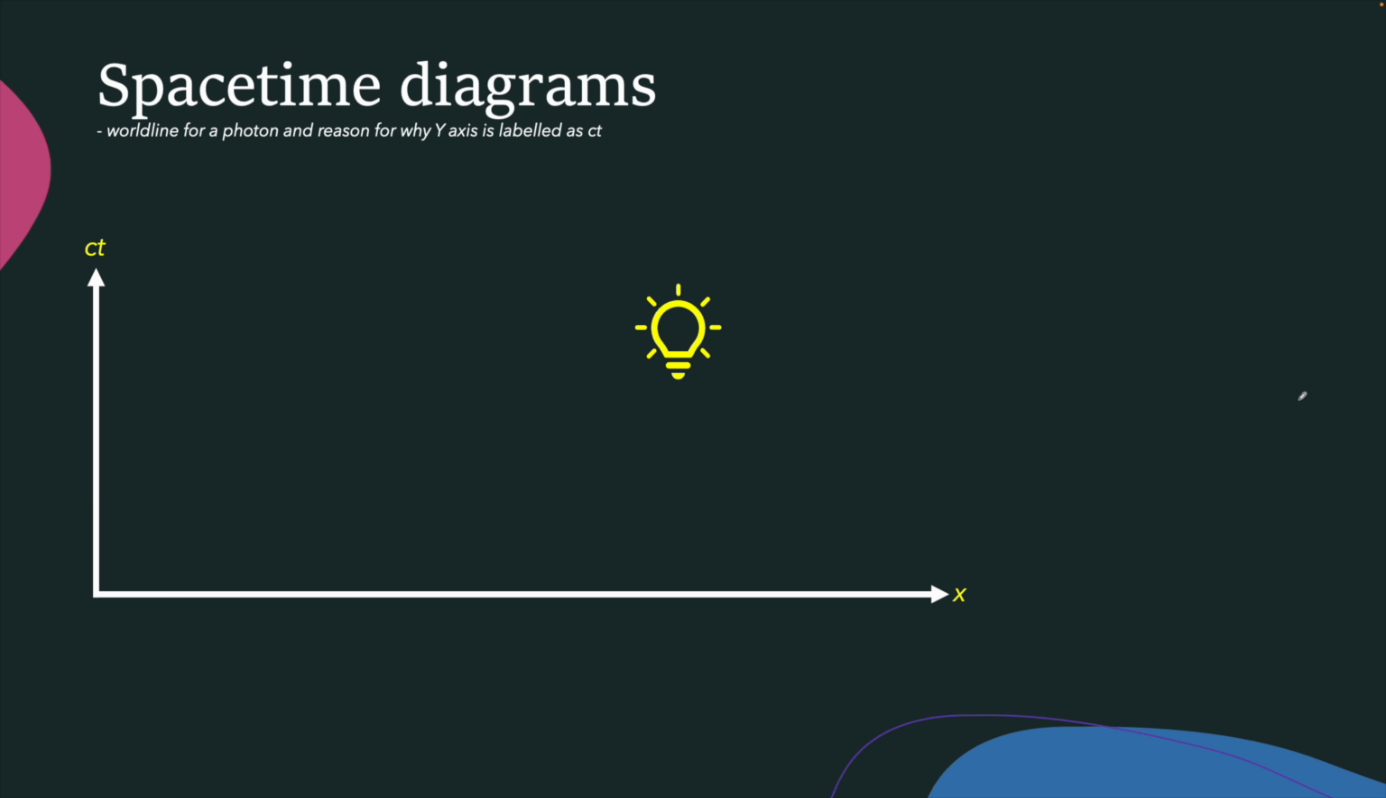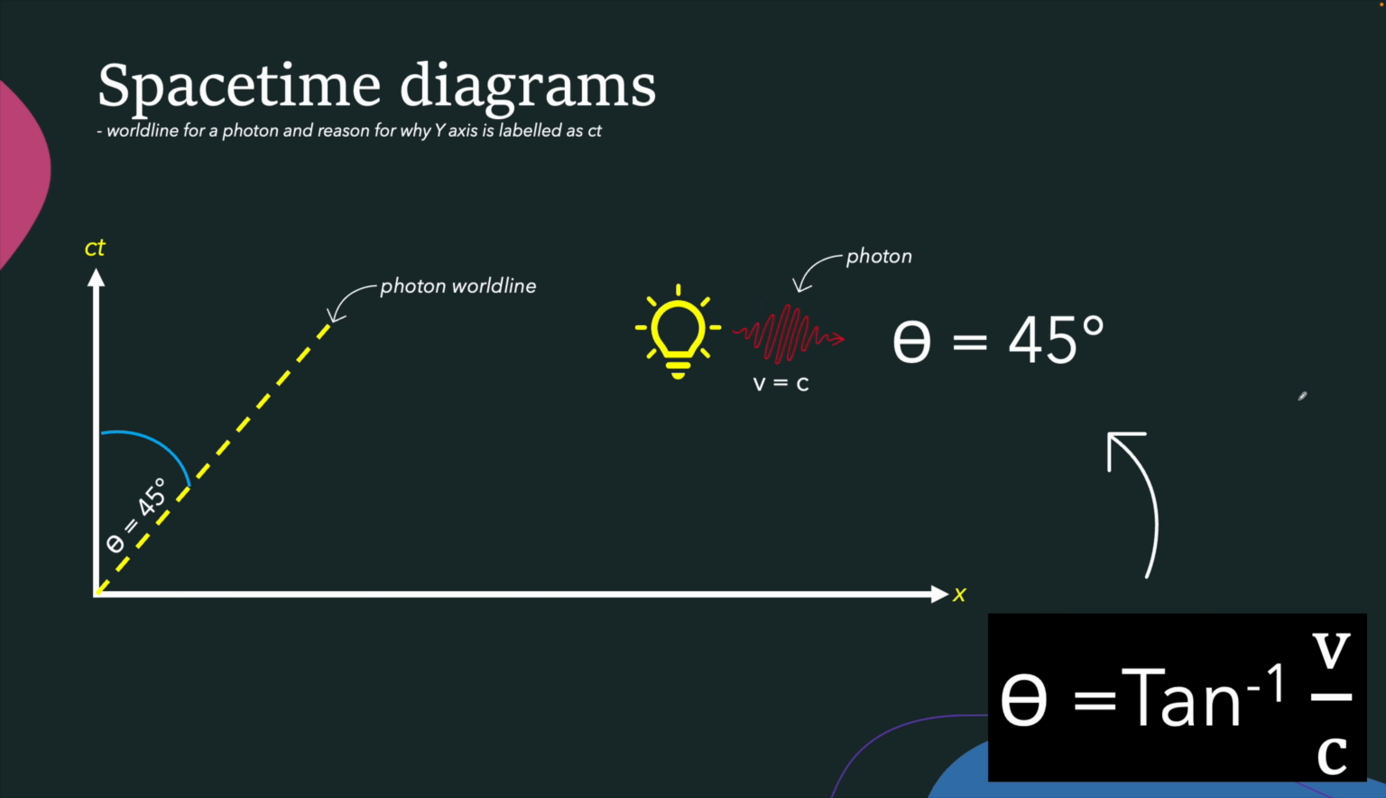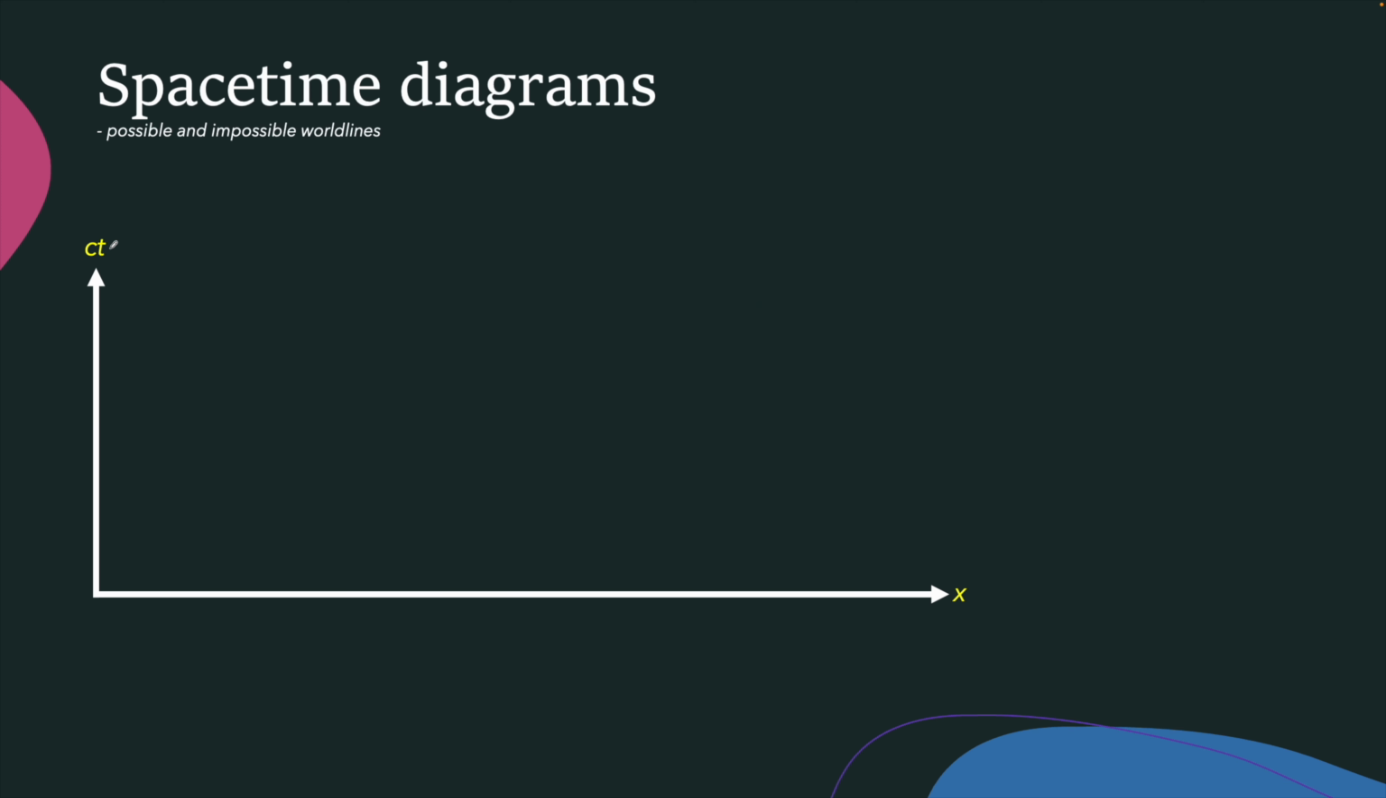So this possible world line for a photon is possible. The reason we have a world line for a photon at an angle of 45 degrees is that the ratio over here ends up being 1. This ratio can only be 1 when V is substituted as C and the Cs cancel out. And C is only introduced in this formula when the y-axis is labeled as CT instead of just T. That's it. Next.